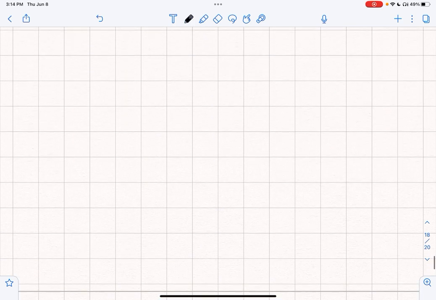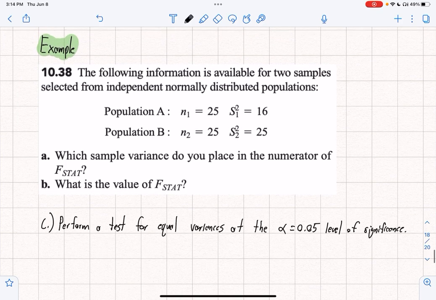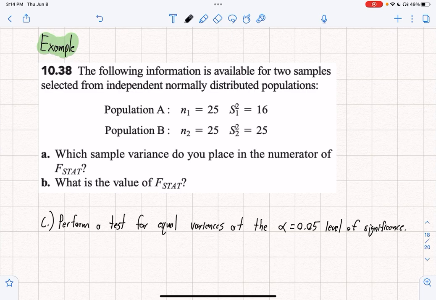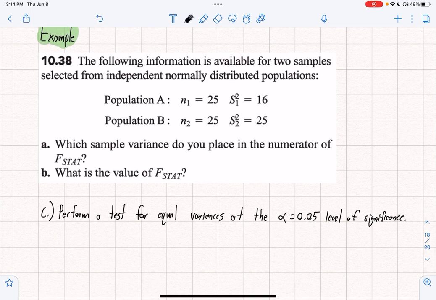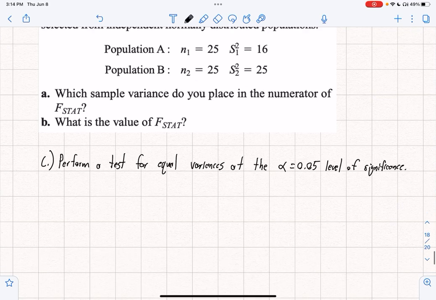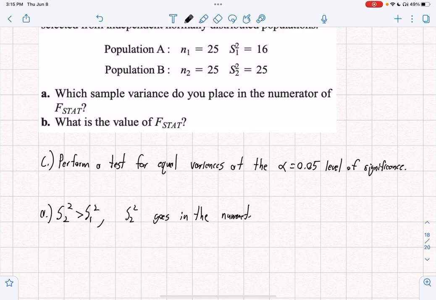So just to make this a little more concrete, let's do an example. We've got two populations with two different sample sizes and standard deviations. Let's answer these 3 questions. Part A: which sample variance do you place in the numerator? Because s2 squared is bigger than s1 squared, s2 squared goes in the numerator. S2, 25, is bigger than 16, which is why it goes in the numerator.